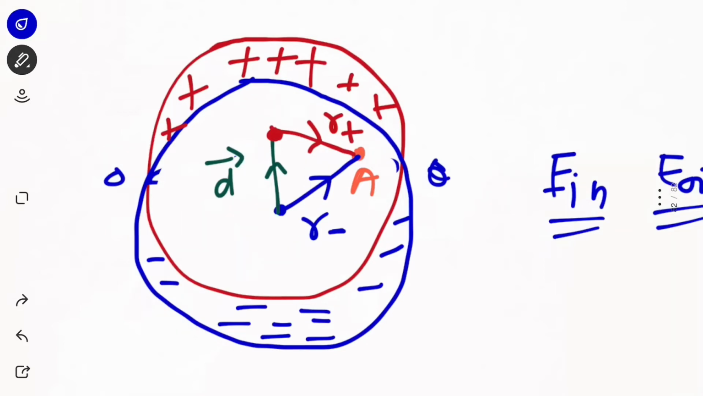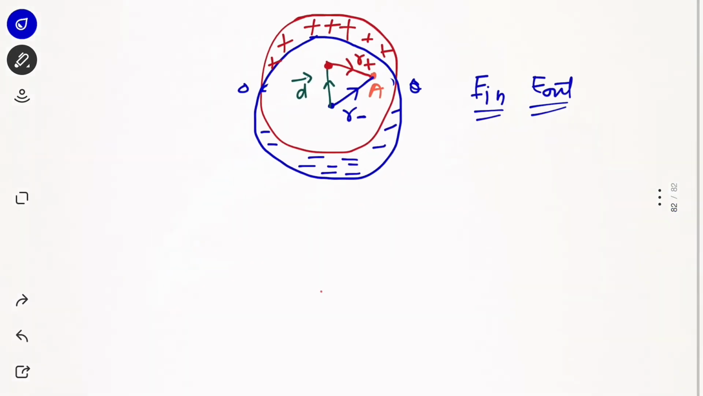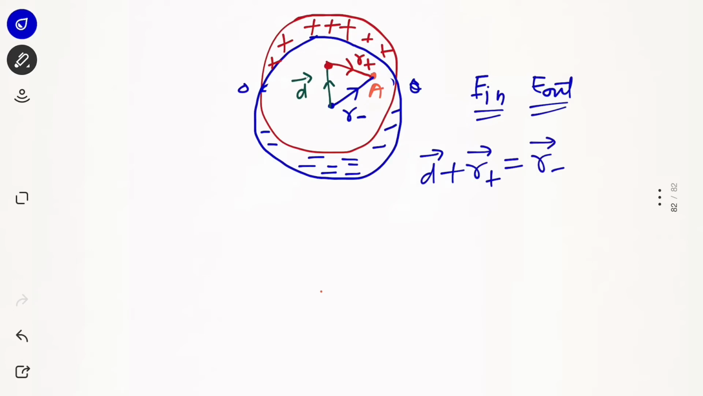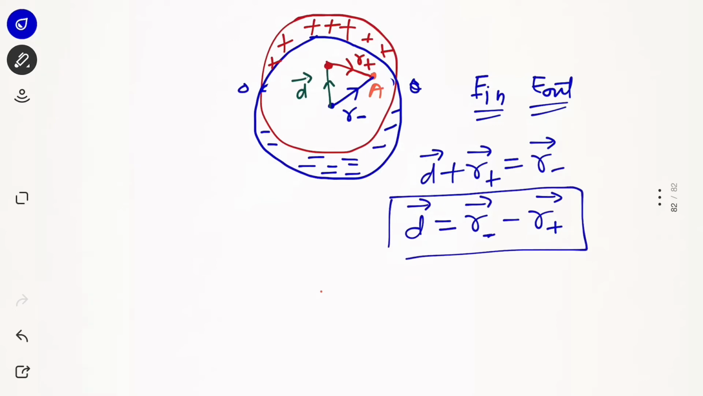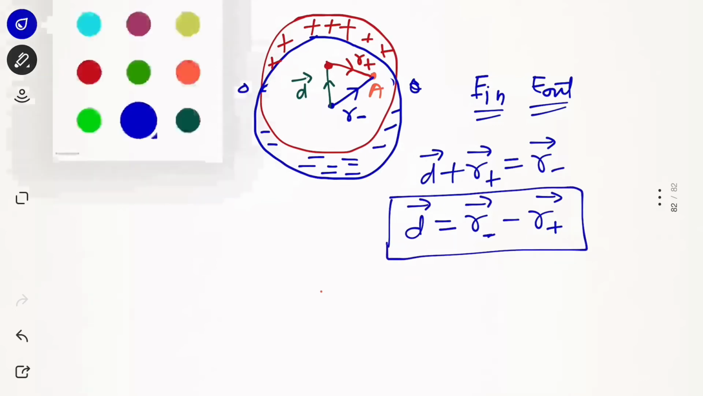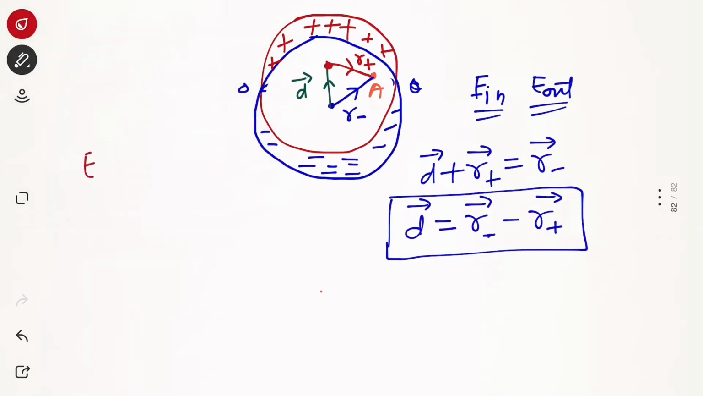But in this triangle, using the triangle law of addition, what can I write? I can write D vector plus R positive vector equals R negative vector, and D vector can be written as R negative vector minus R positive vector. Just consider this, this is very important. Stay focused, guys.